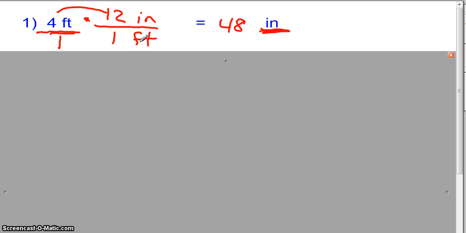48. And notice inches is here, and then we have feet on top and feet in the denominator. So what can we do with those? We can cancel. They're multiplicative inverses. We have feet over feet, which is great. We don't want feet in our answer. We want inches. Okay? So looking at the words, the units, is called unit analysis. You're analyzing them to make sure you set up your conversion factor correctly. Okay? Let's take a look at number 2.